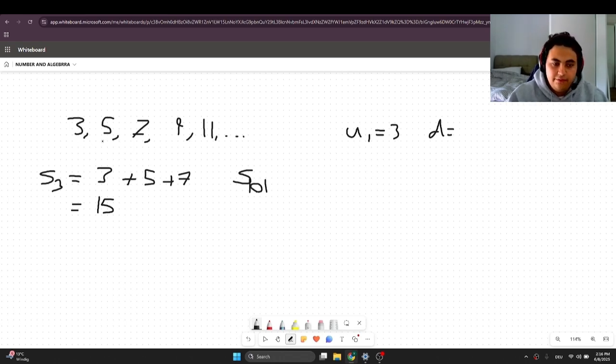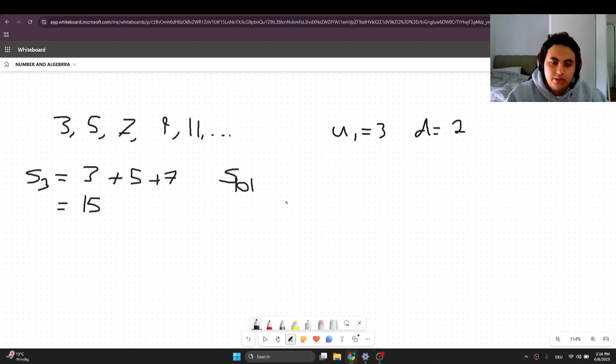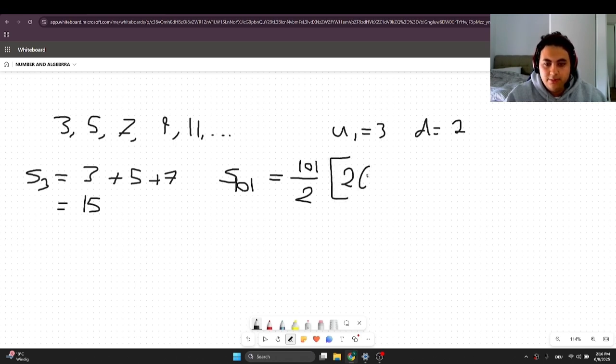So 3 to 5, you're adding 2. 5 to 7, you're adding 2. 7 to 9, you're adding 2. So the common difference is 2. So we're going to use our second formula. Our second formula is n over 2, so 101 over 2, multiplied by 2 times 3 plus 101 minus 1 times d, the common difference 2.